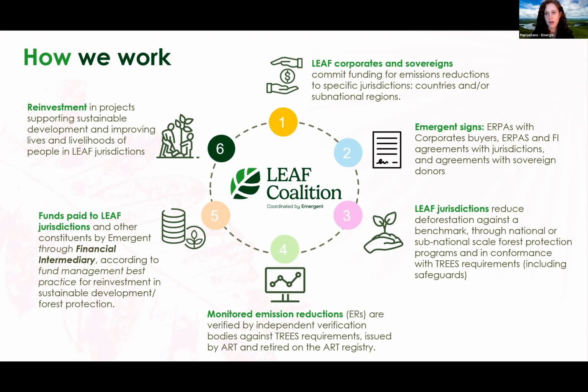This is an important part of the process, and this is where we rely on the ART program, not only to issue the TREES credits that we transact, but to also provide the registry platform for retirement to ensure no double counting. Once those TREES credits are issued, Emergent transfers funds to the LEAF jurisdiction that has entered into this purchase agreement and delivered us the credits. And we do that through a financial intermediary.